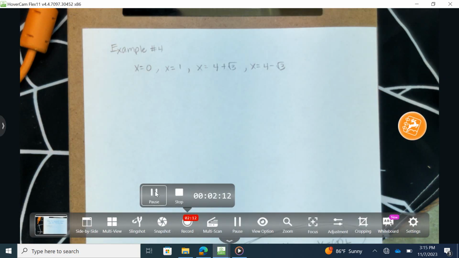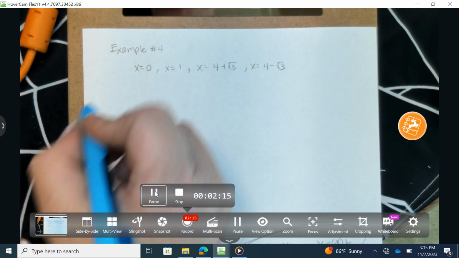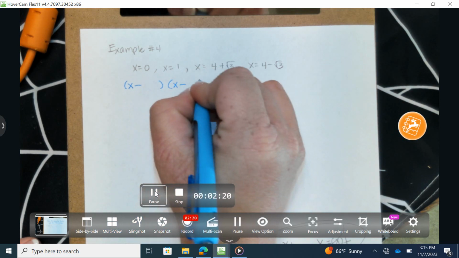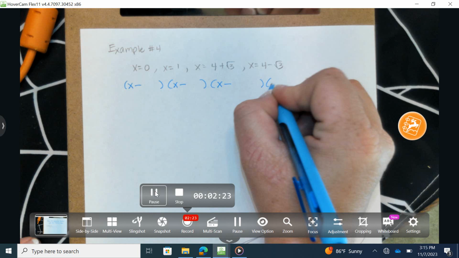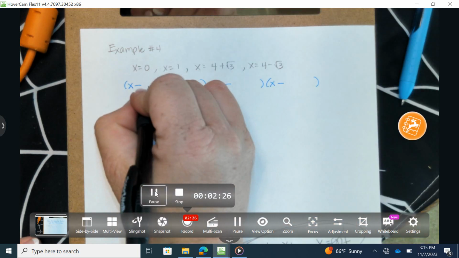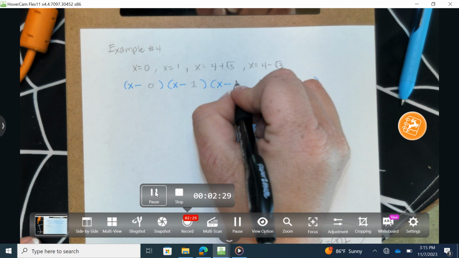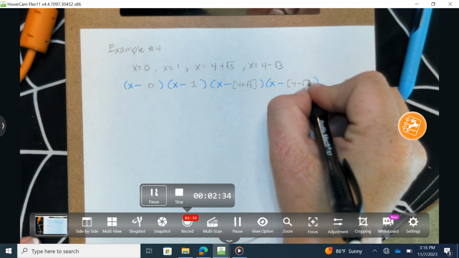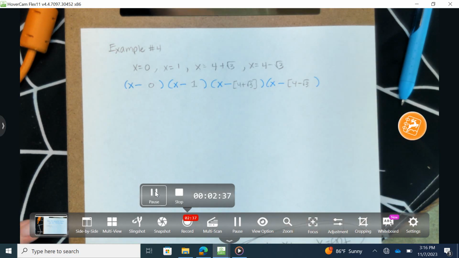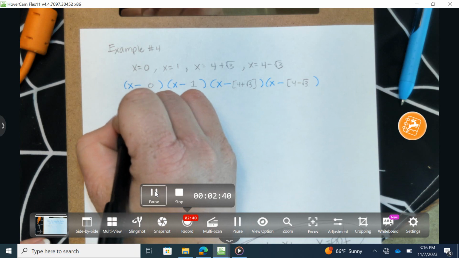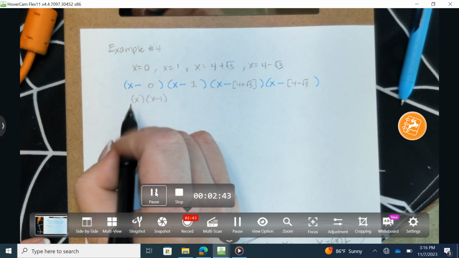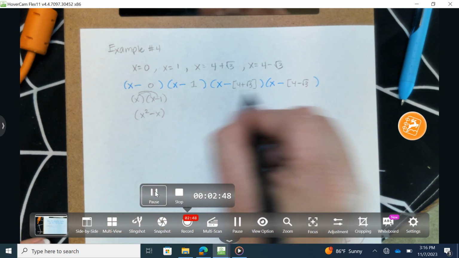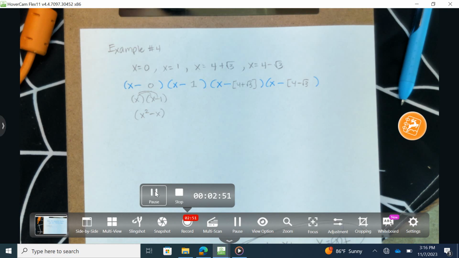Let's look at example number 4. This time we have 4 roots. So I have x subtract, x subtract, x subtract, and x subtract. X subtract 0, x subtract 1, x subtract 4 plus the square root of 3, and 4 minus the square root of 3. Okay, so x subtract 0 is simply x. And if I distribute, I end up with x squared minus x. Okay, now let's do the work over here, just like example number 3.